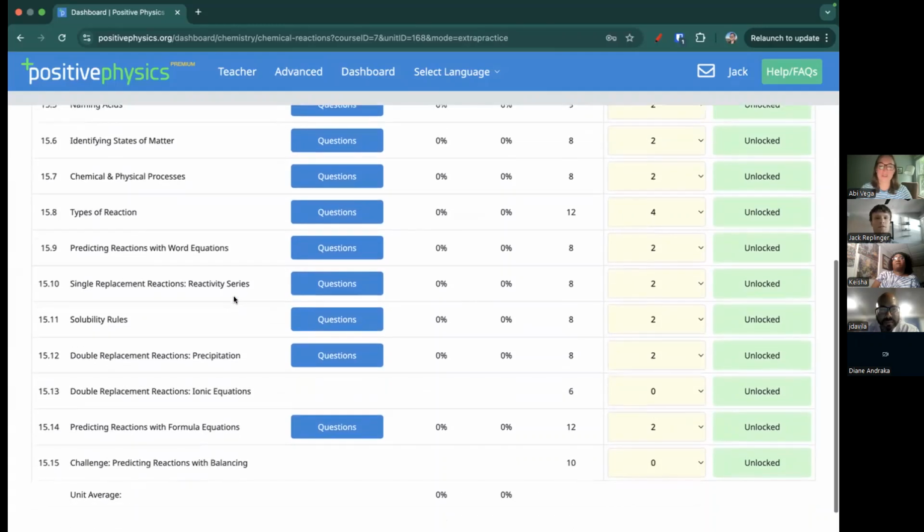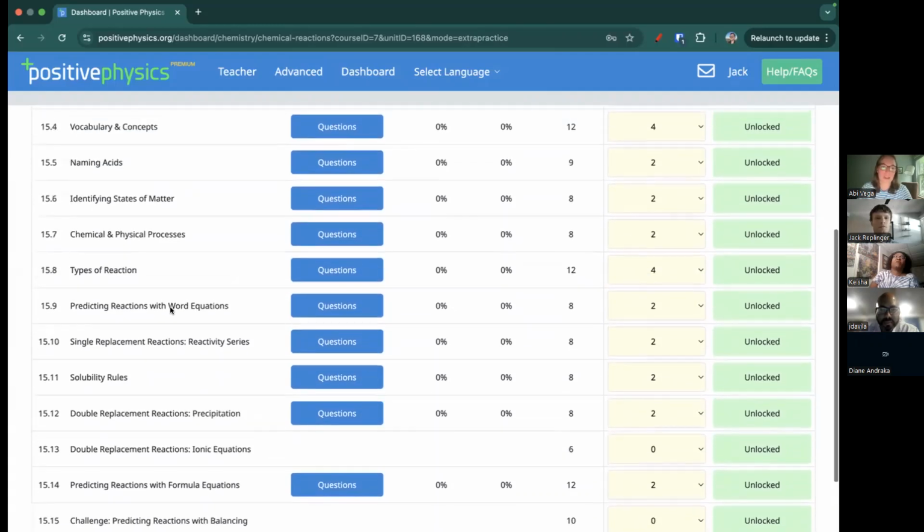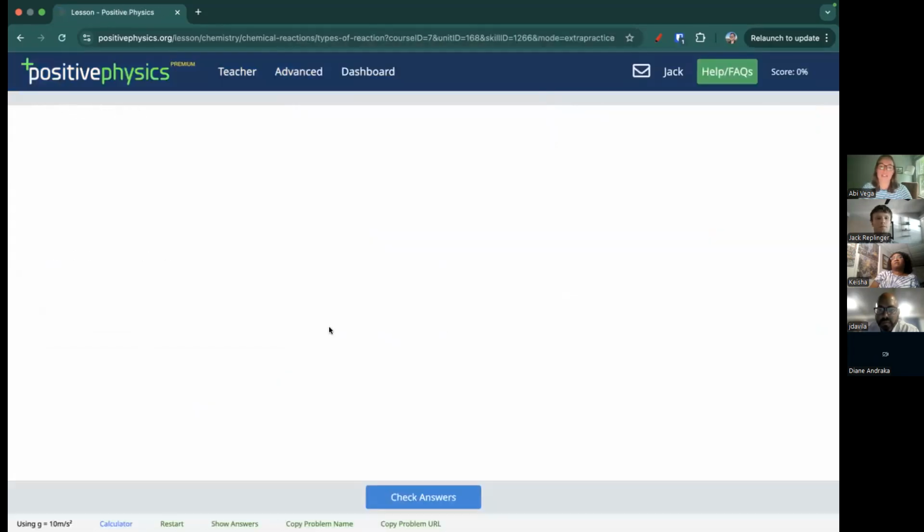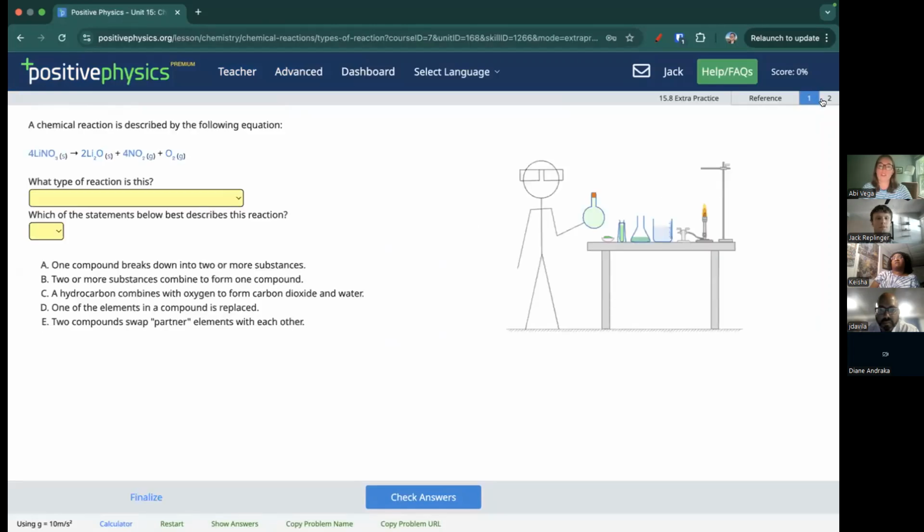Good question. Thank you. Yeah, so I'll just show an example here, with types of reaction. There's 12 questions in total in the work mode. And in extra practice, let's say I want to choose 2 questions here. Then when the student goes and accesses the questions, they'll just have 2 questions there, and the student can go through and answer those questions.